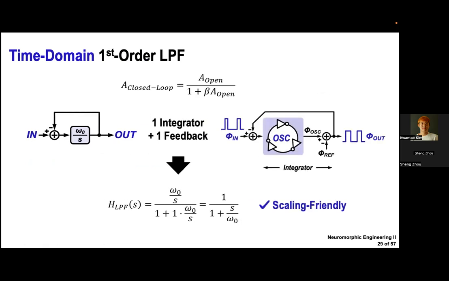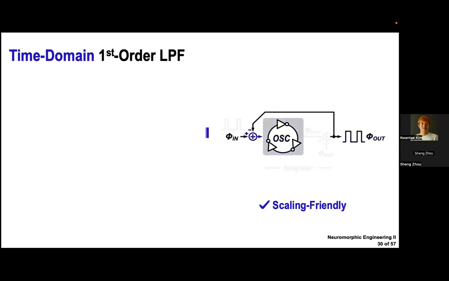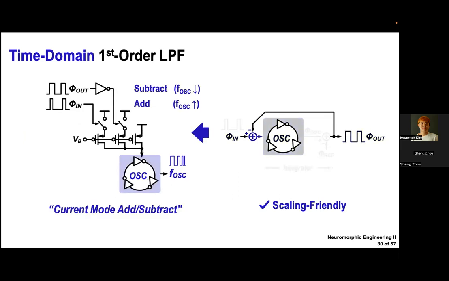Then the integrator can be replaced with our phase domain oscillator, and the output can be extracted as a reference phase, and the output is a PWM signal, and the input PWM signal can also be used. It is a scaling friendly first order low pass filter, and I will explain how to implement each of the building blocks in detail.